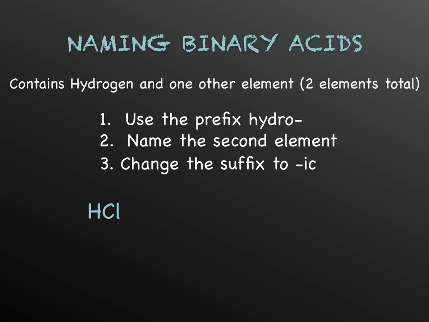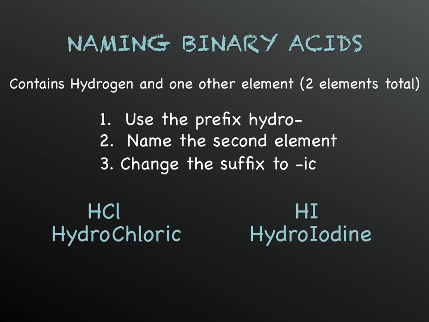Here's our example. HCl. For the hydrogen, we'll use hydro. The root of chlorine is taken away, and we replace it with an IC. This would be hydrochloric acid. Another example, HI. Once again, hydro for the hydrogen. The second element is iodine, so we'll take the ending of the iodine and replace it with an IC, hydroiodic acid.